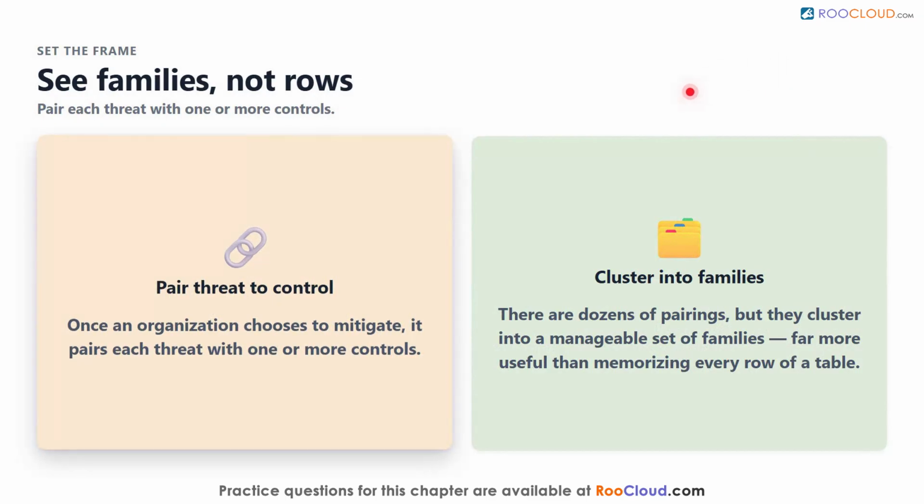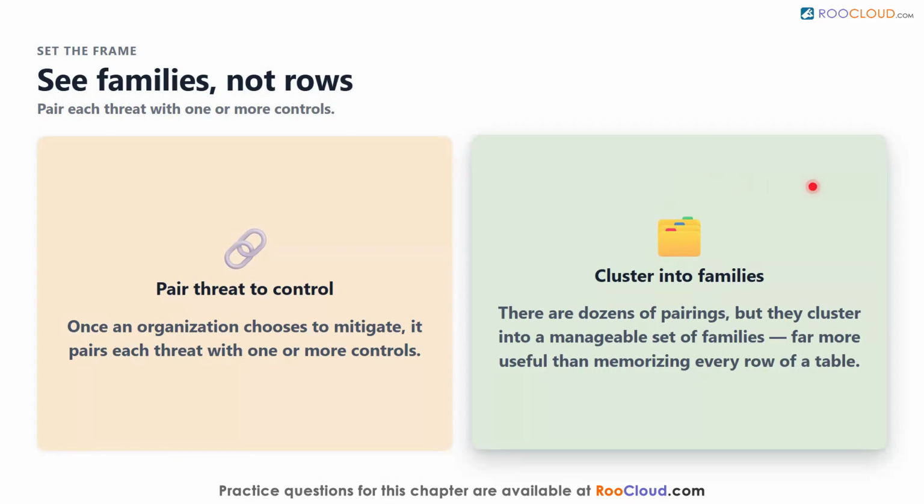Let's set the frame. Once an organization chooses to mitigate a risk, it pairs each threat with one or more controls. There are dozens of specific pairings, but they cluster into a manageable set of families. And seeing the families is far more useful than memorizing every row of a table.